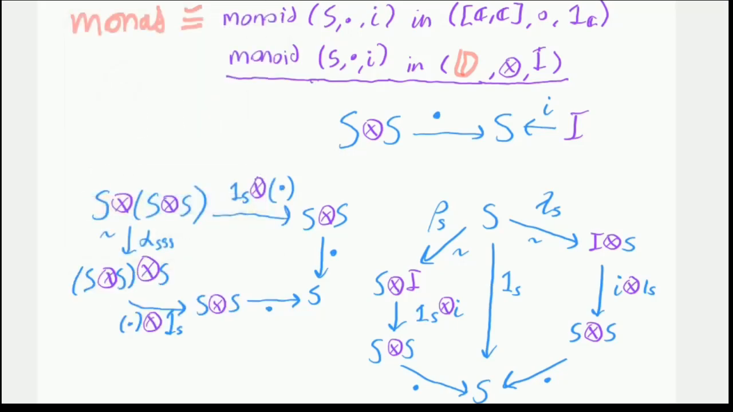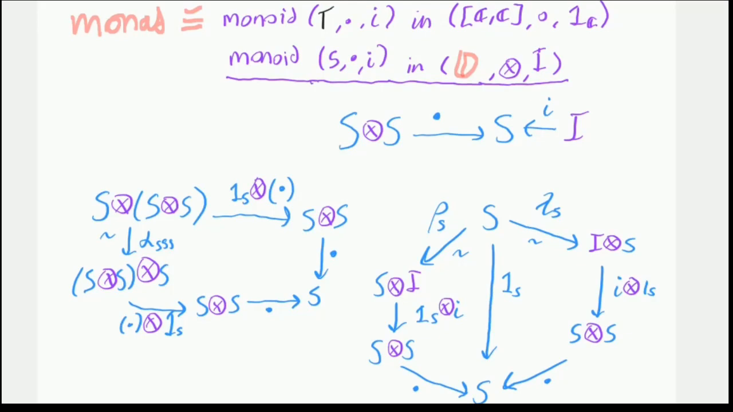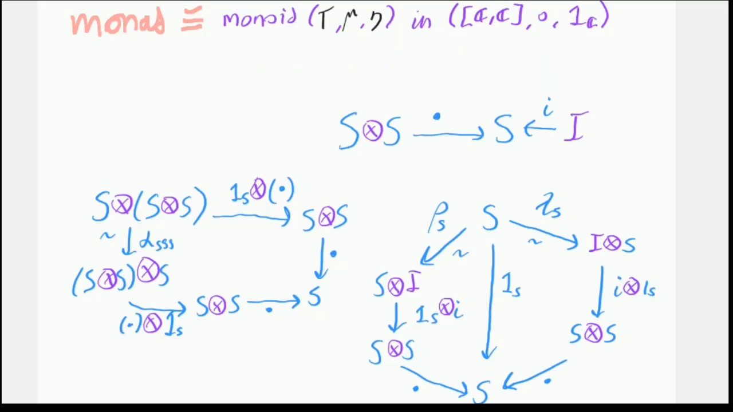Now, of course, we like to use some different notation for monads usually. We don't normally write S. We normally call the endofunctor T. So T is an object of this category [C, C]. So T is a functor from C to itself, if you like. Instead of writing dot for the multiplication operator, we use mu. And instead of writing I, we use eta. And now you know why it's called the unit, because it acts like a unit. It acts like an identity in a sense.